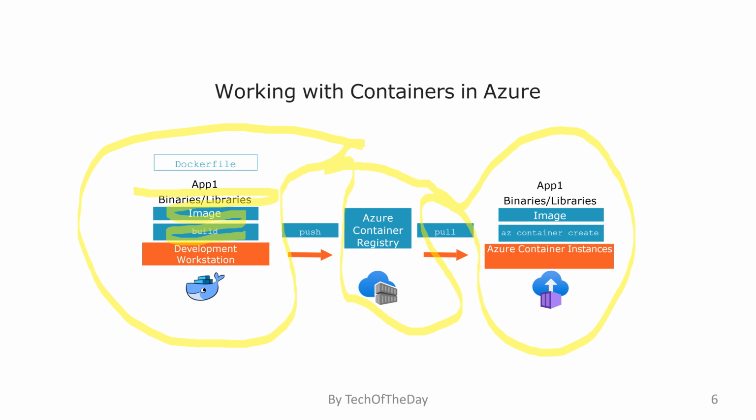Once you have a functioning container image, you can then push the container image into a container registry, which is Azure Container Registry. Once the container image is uploaded to the container registry, it can then be shared with other users or a container orchestrator to pull that image down and run that image as a container in that environment.